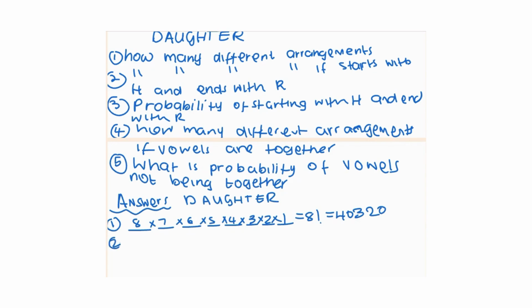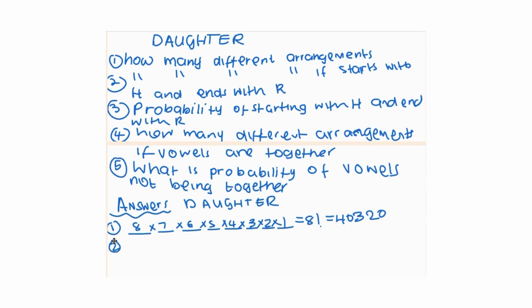Number 2, how many different arrangements if it starts with H and ends with R? I'm still going to put in my 8 spaces. It must start with H, so I'm going to put an H there. How many H's do we have? 1. I'm going to put a 1 there. It must end with an R. How many R's? I have 1 R, so I'm going to put 1.